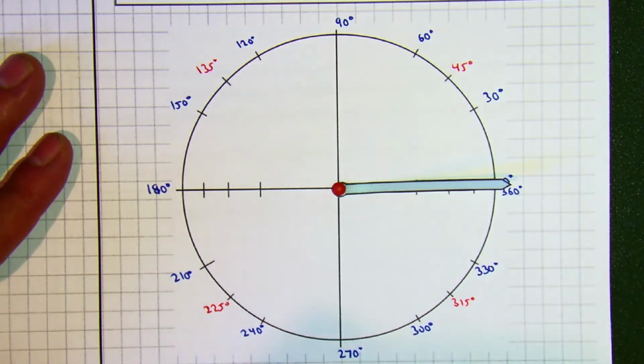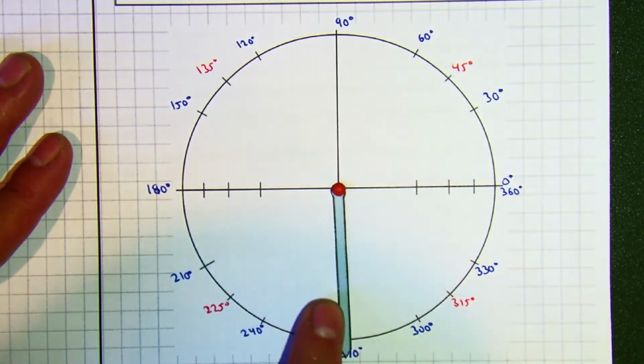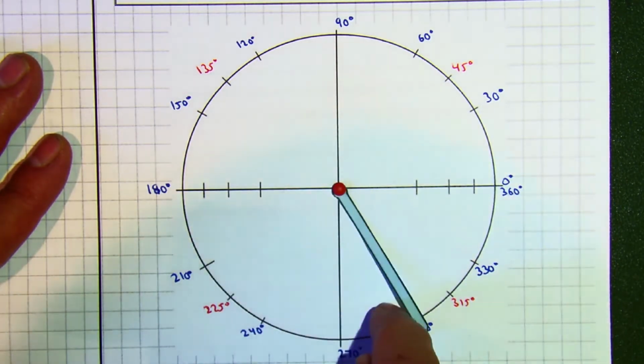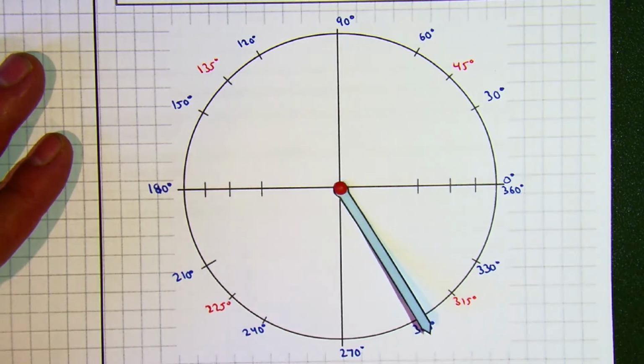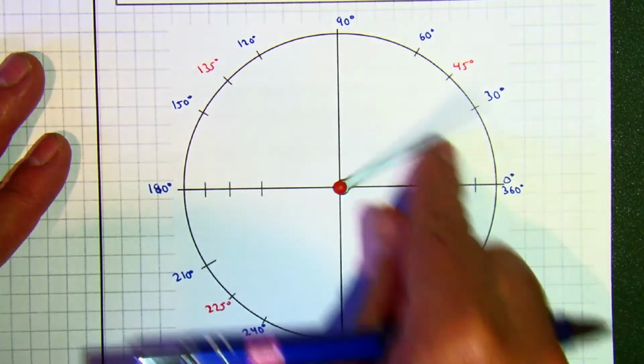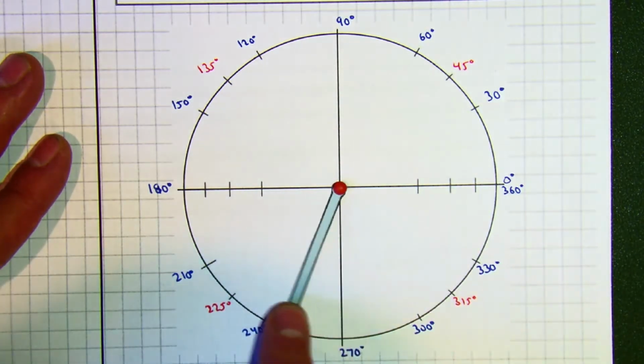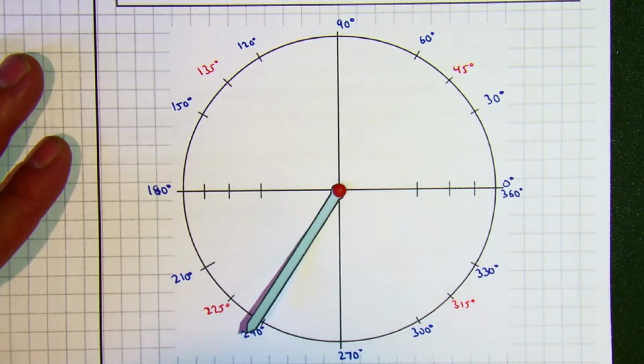So therefore, if I say, where's 300 degrees? I say, well, I know that this is 270 plus 30 degrees more is 300. If I say, where's 240? I say, well, I know that this is 270 minus 30 is 240.